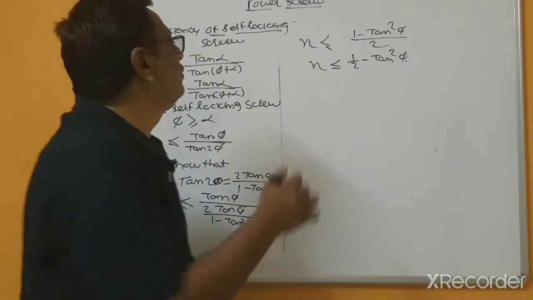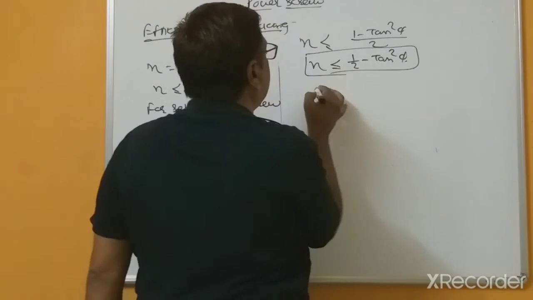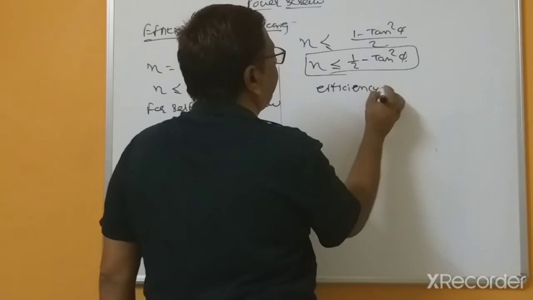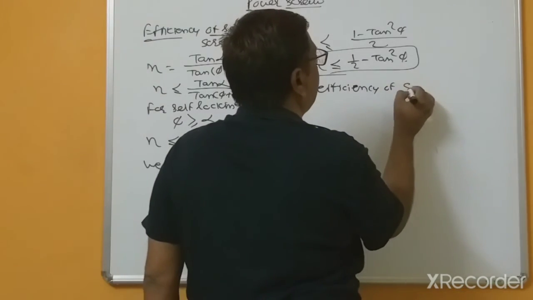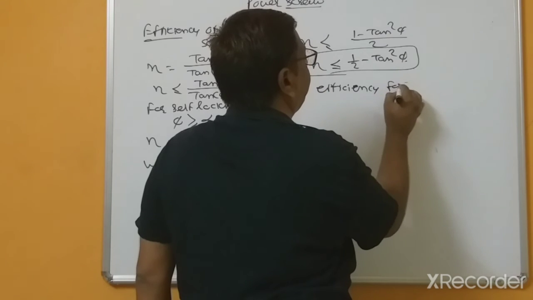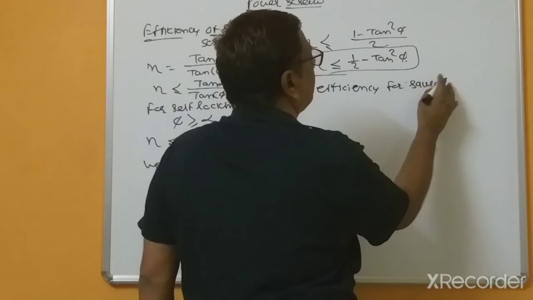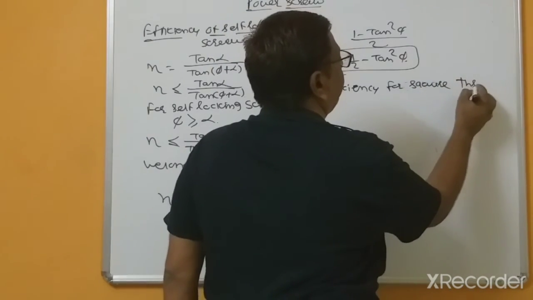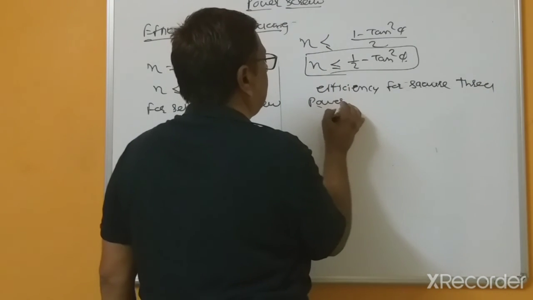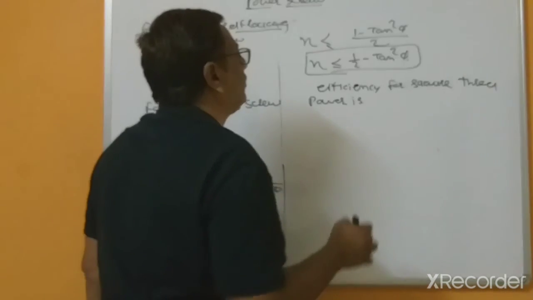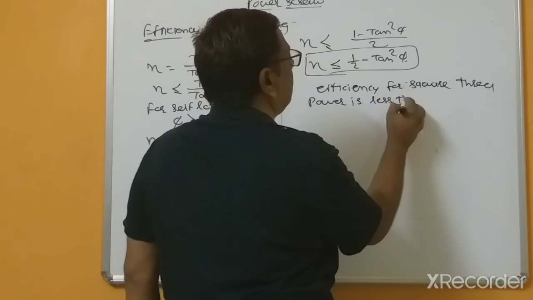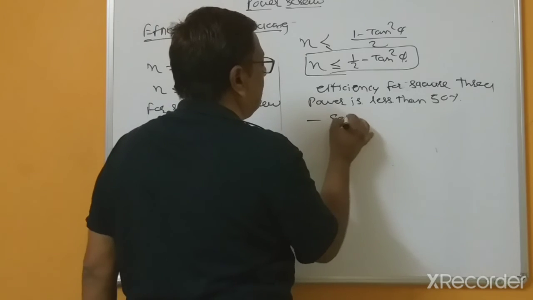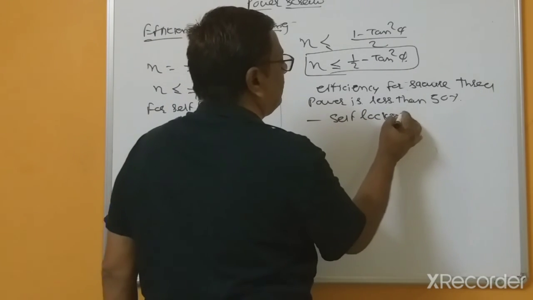So here we can conclude by this formula, the efficiency of a power screw for a square thread power screw is less than 50%, then you can say this is the self-locking of the screw.